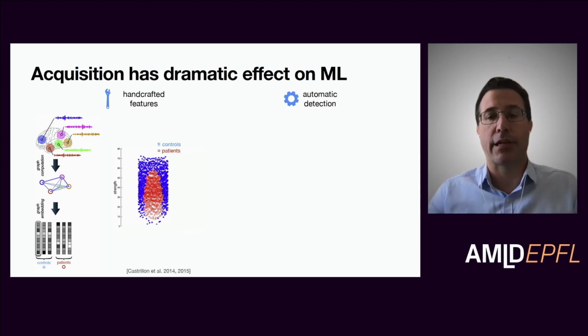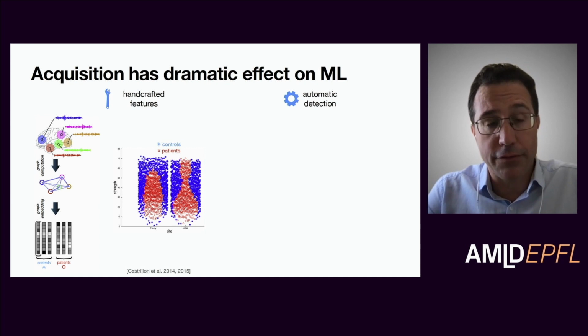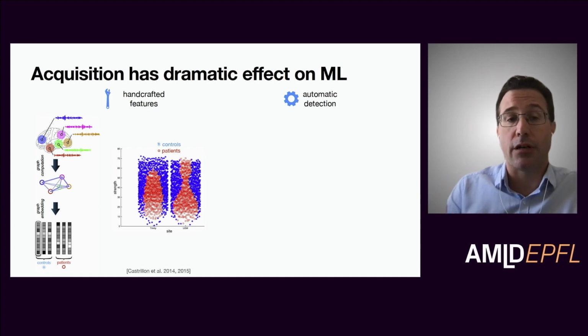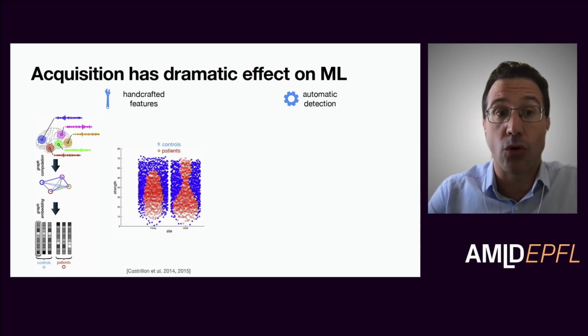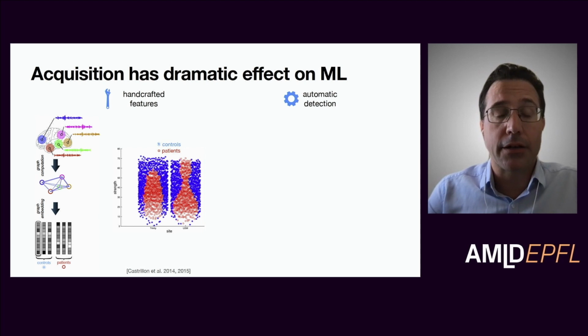Great. So now let's look at the same values at another site. And you see now that the picture is much more complicated because now this distribution has shifted. And now you have actually some regions of some patients that are actually more connected than regions of control. So this shows you that you can have an effect. And it's not only the case for handcrafted features, it's also the case for automated detection.